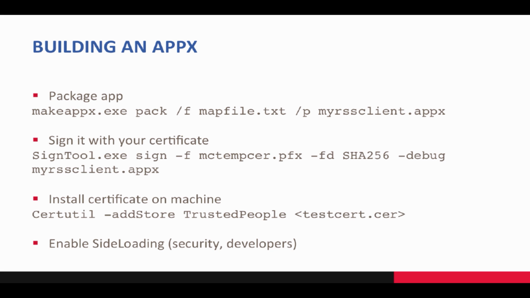So the first step is using this MakeAppx tool that's part of the Windows 10 Anniversary Edition SDK. And what you need to provide to it is a text file that has the list of the files you want to package. And so let's actually look at an actual demo and how we can run these steps.